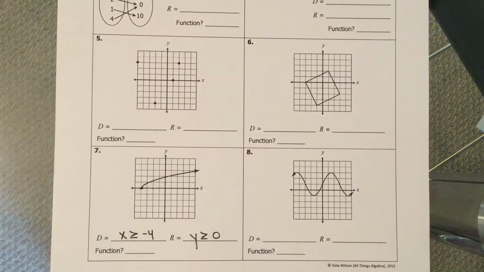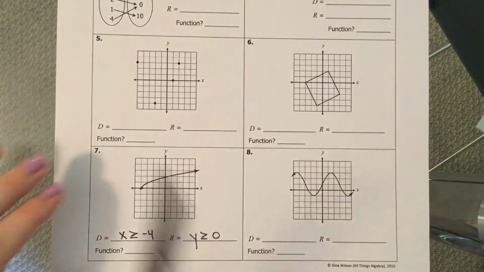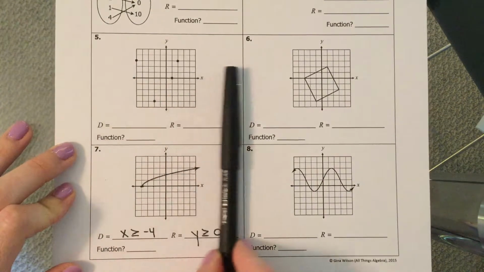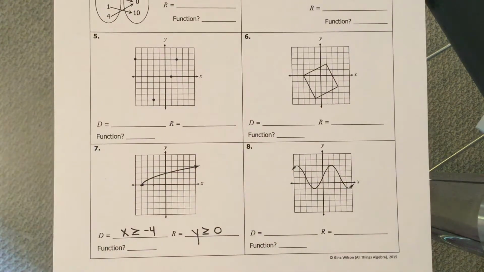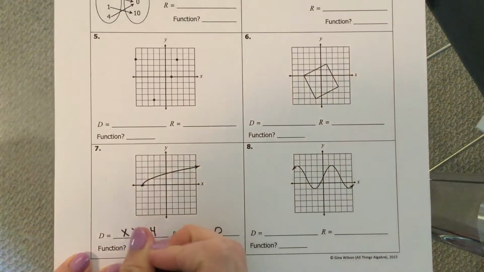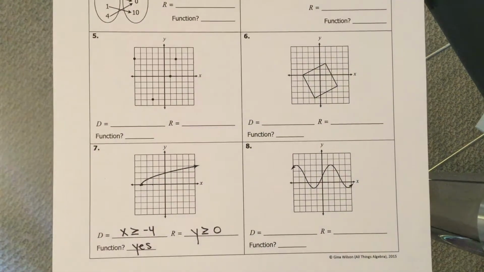For the function, if you're looking at a graph like this, you want to see if it would pass the vertical line test. So it's super easy. Just take what would look like a vertical line, pass it back and forth through the graph. As long as it would never intersect more than once, then it is safely a function. So this is a yes.